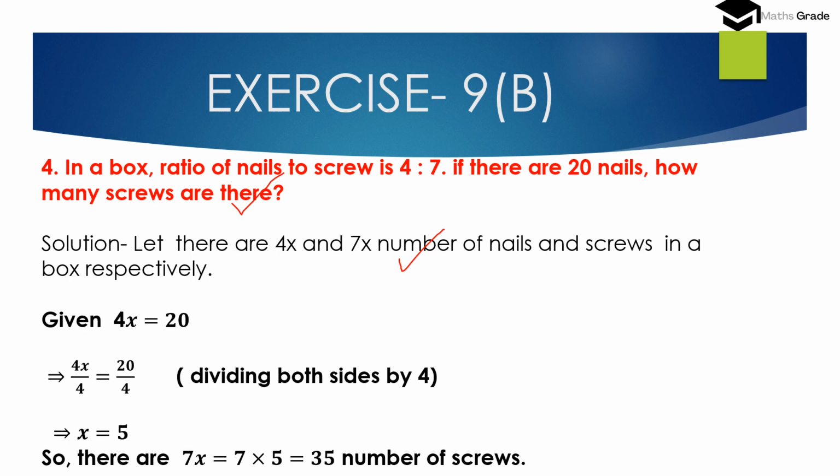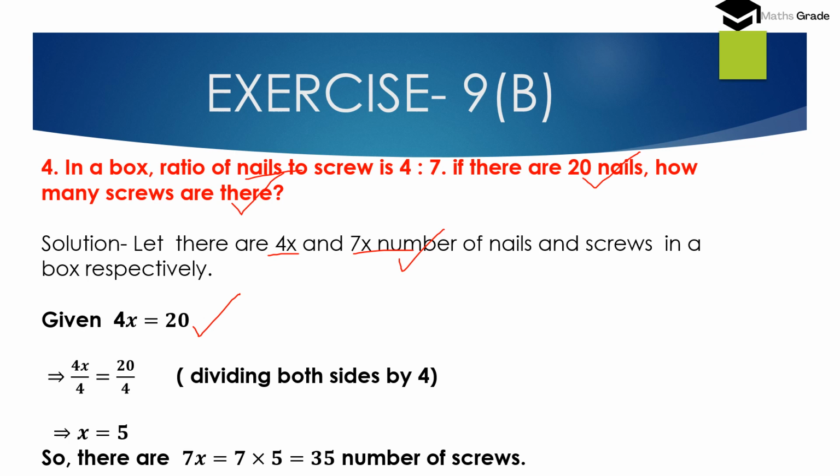If there are 20 nails, यहाँ पे nails है 4x, तो 4x there are 20 nails, so 4x will be 20. Given, this is given, 4x is 20, nails is 4x and screw is 7x, so 4x equal to 20, this is given. How many screws are there?